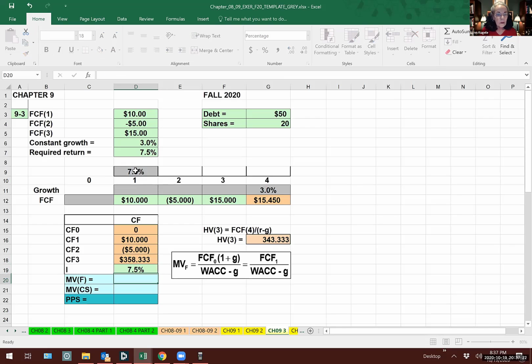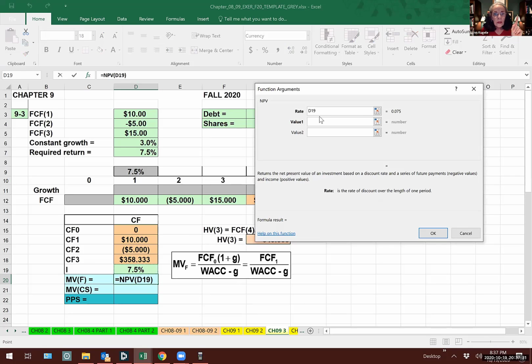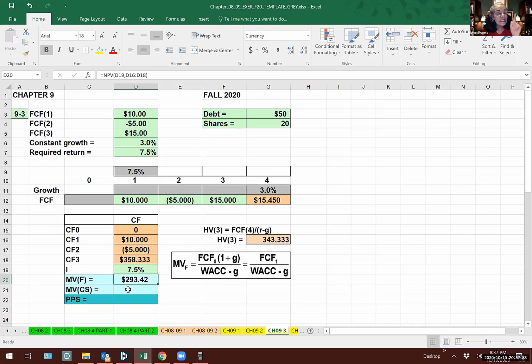Discount rate 7.25. Now, here's the catch. Going to do exactly the same thing. Get net present value on this. Rate 7.25. And the values are 1 through 3. 293.42. That's the value of the firm. That's not the value of equity.